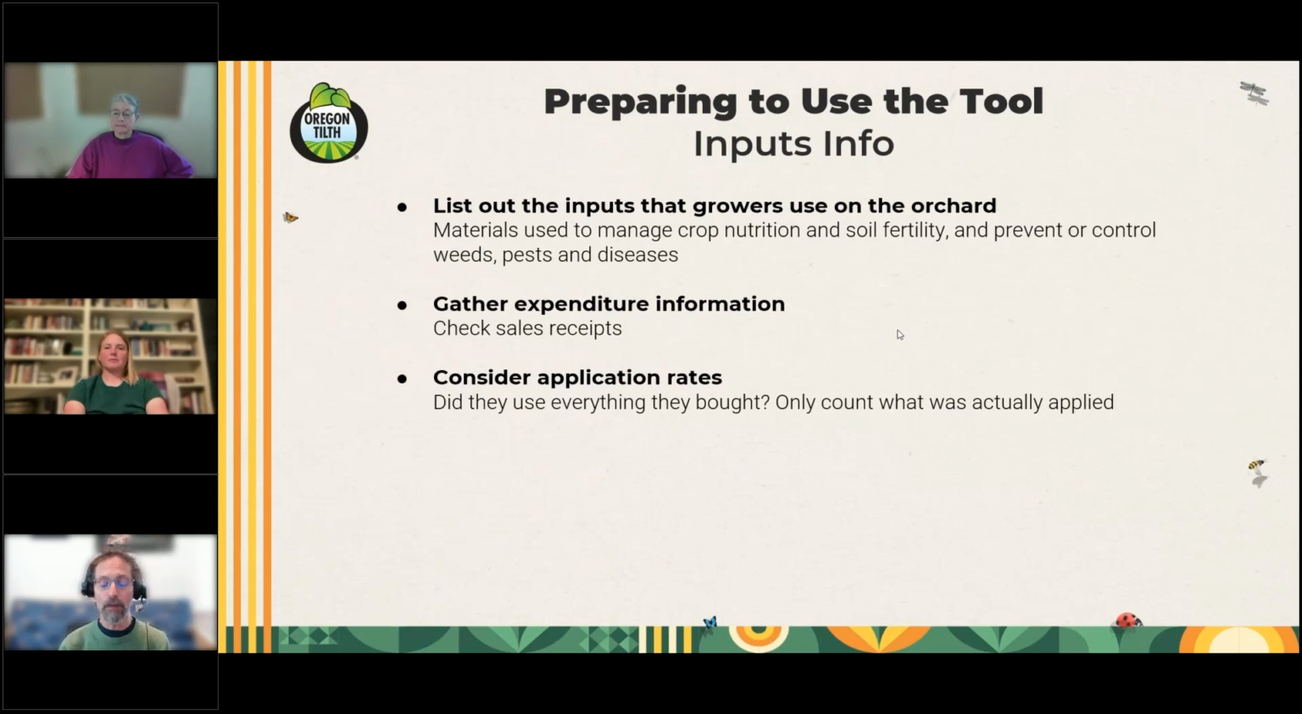And then the other thing that you'll need to think about when it comes to inputs is the application rates, right? So you're interested not specifically in how much money got spent on inputs, but really how much of that actually got applied to the orchard. For example, if your client bought $5,000 worth of mulch, but only used half of it, then the actual usage is $2,500 worth. And if they spread that mulch over 10 acres, then the application rate is $250 per acre, right? $2,500 divided by the 10 acres.